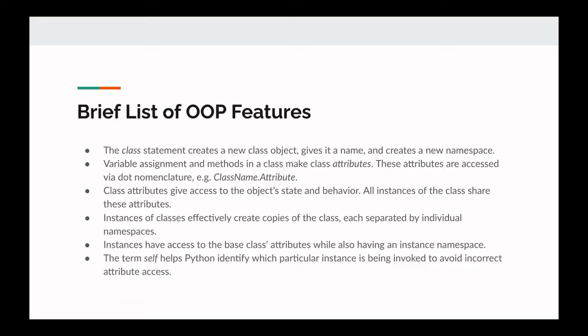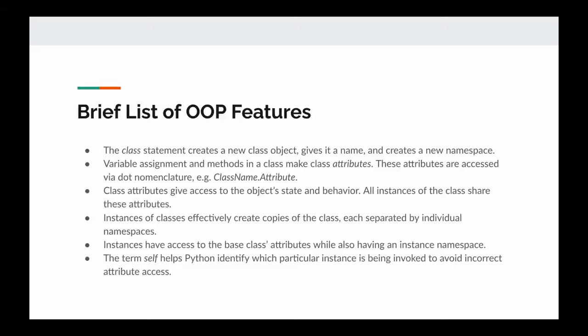Instances of classes create copies of the class, separated by individual namespaces. Again, just restating what we've already talked about. Instances have access to the base class's attributes plus whatever's within that instance namespace. Should sound familiar. The term self helps Python identify which particular instance is being discussed so that you don't end up accessing the incorrect items within a particular instance.